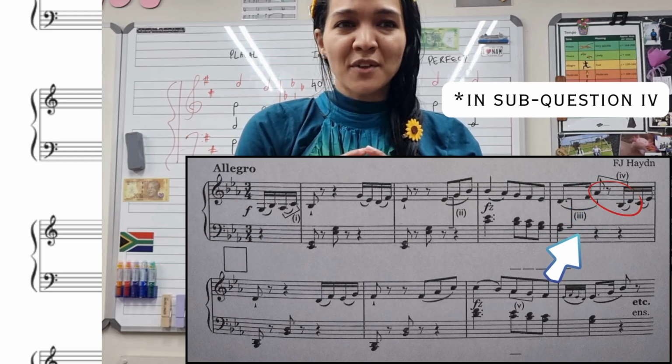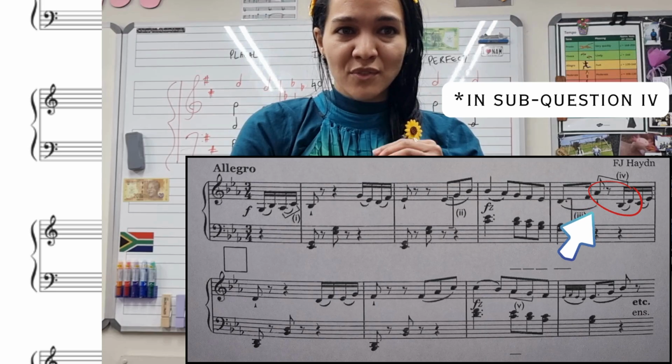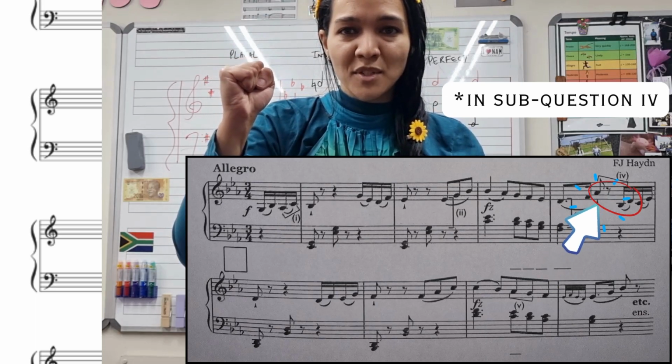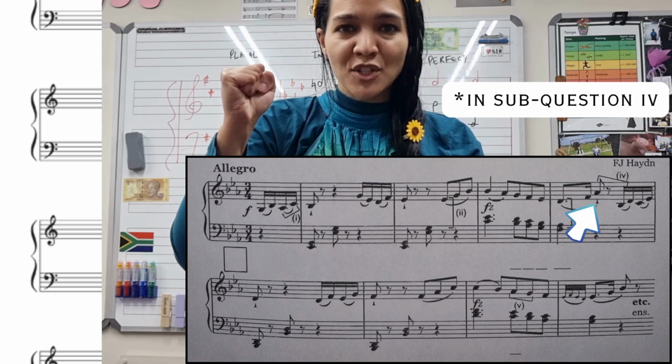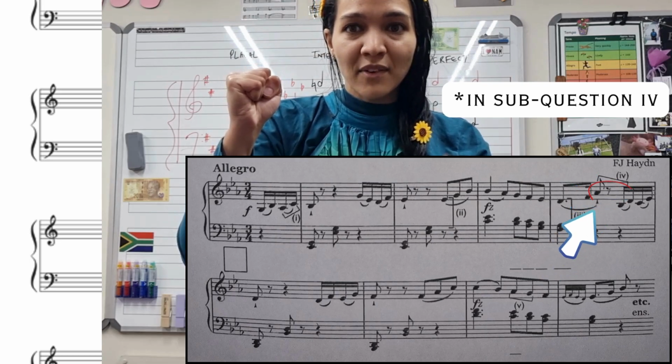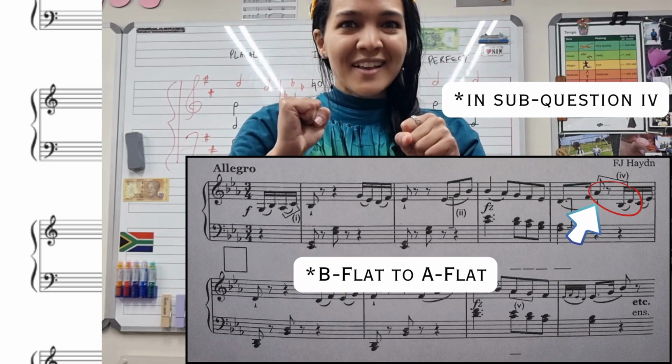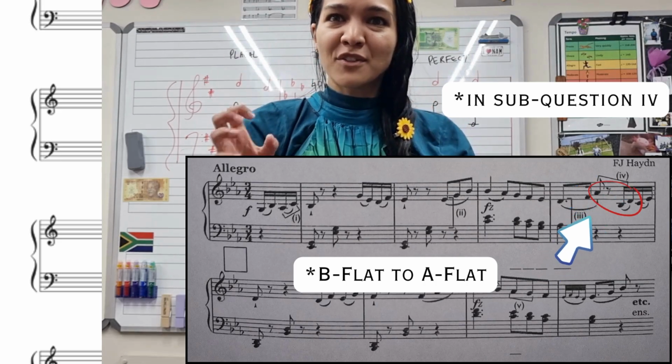So even though the first note that appears there in sub-question 4 is an A flat, because the B flat is the lowest note, we actually think about that interval from B flat to A. So then our inversion thereof goes from A to B flat.